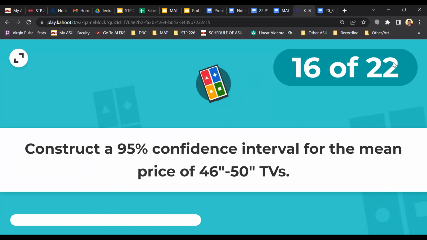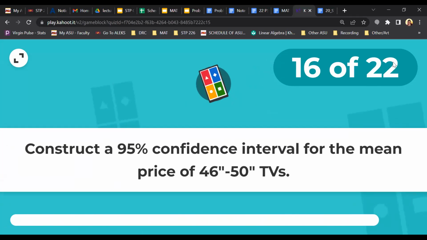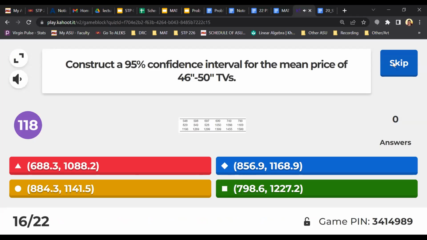All right, construct a 95% confidence interval for the mean price of TVs. So we're going to go to stat, edit, and we're going to put this list into our calculator in list 1.